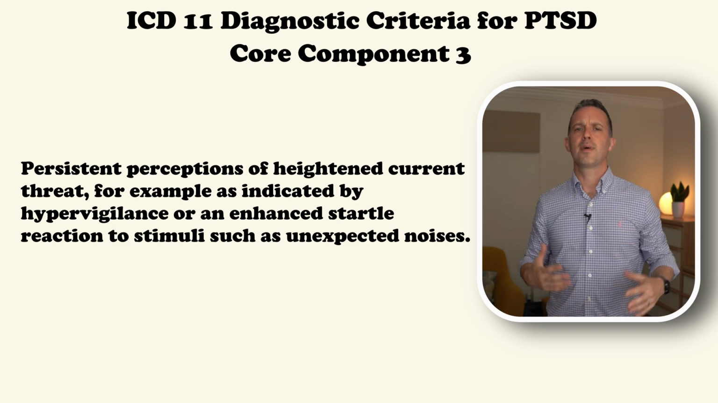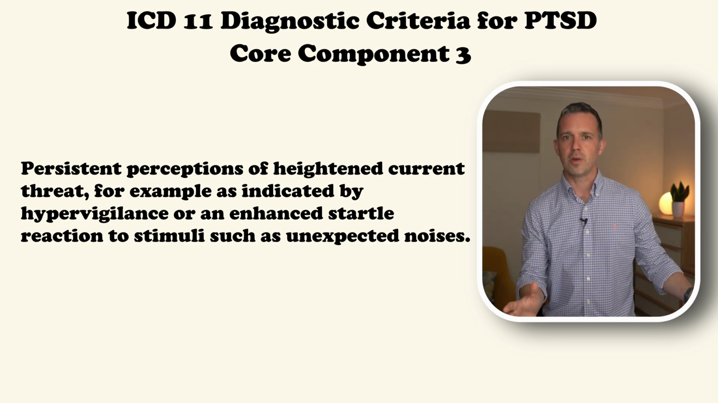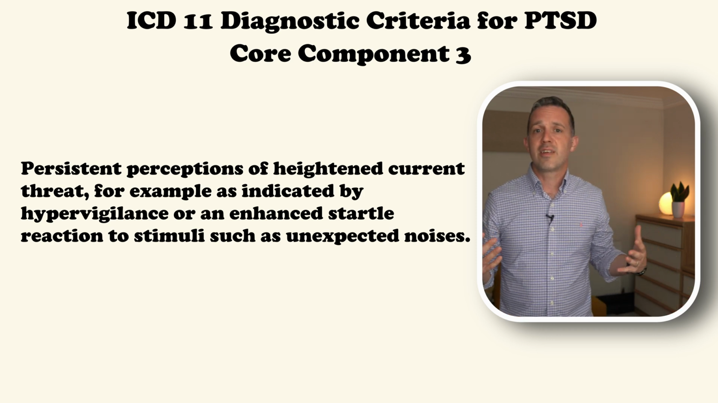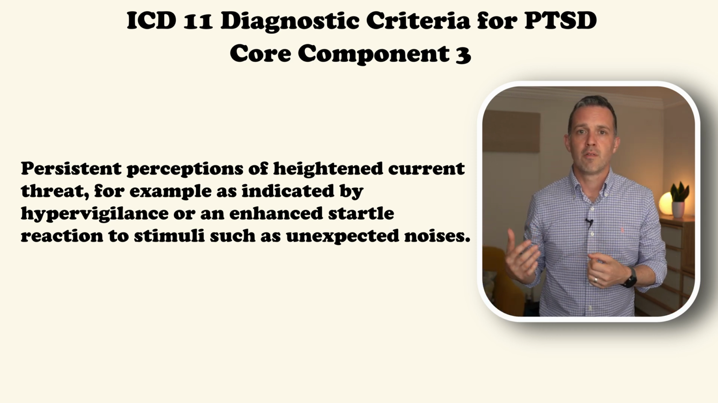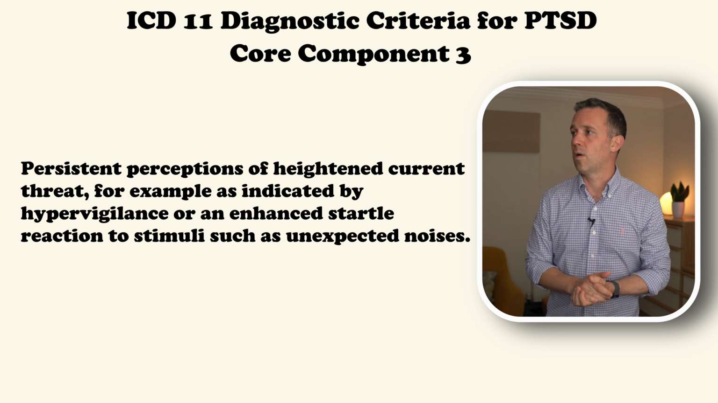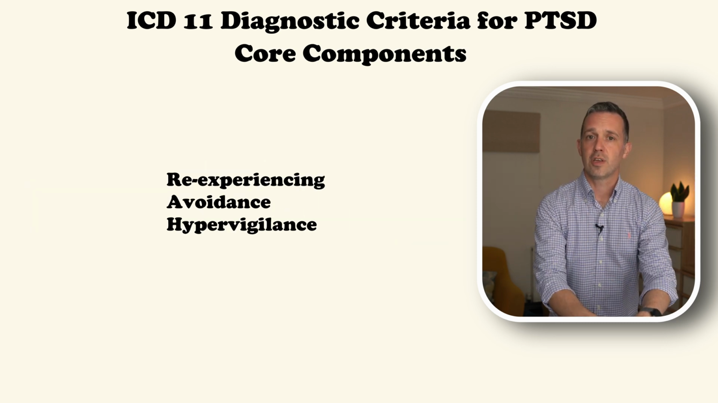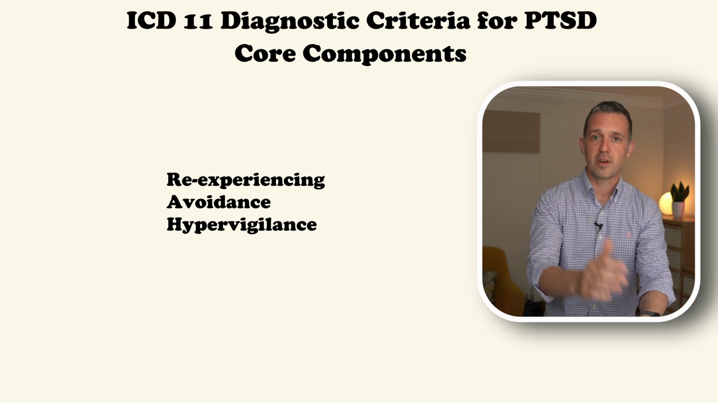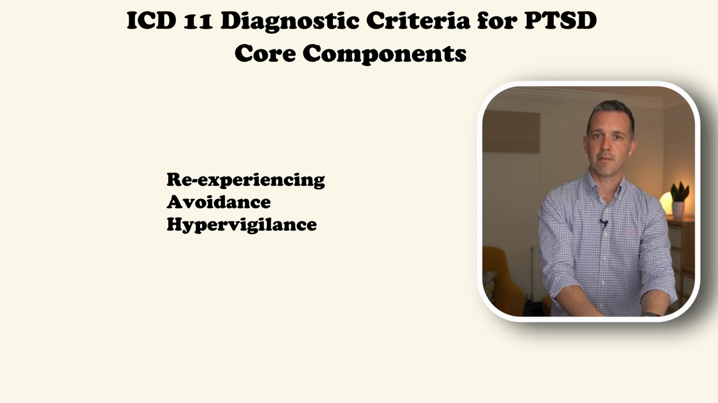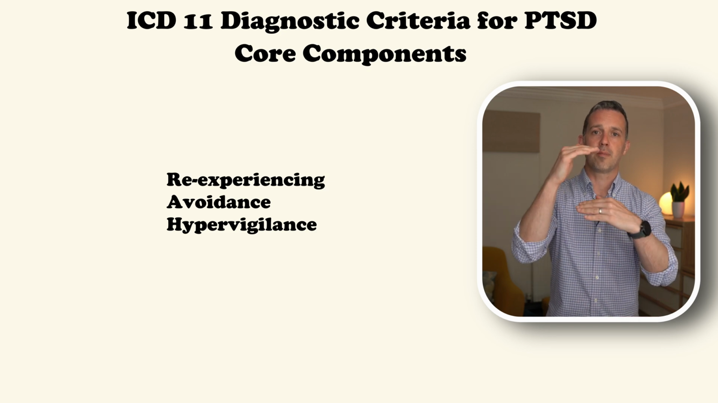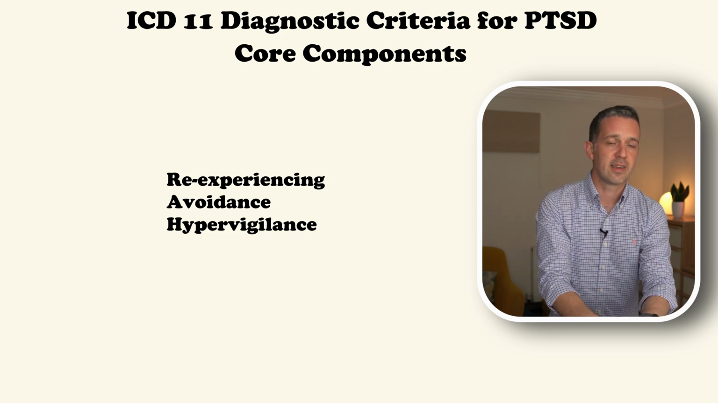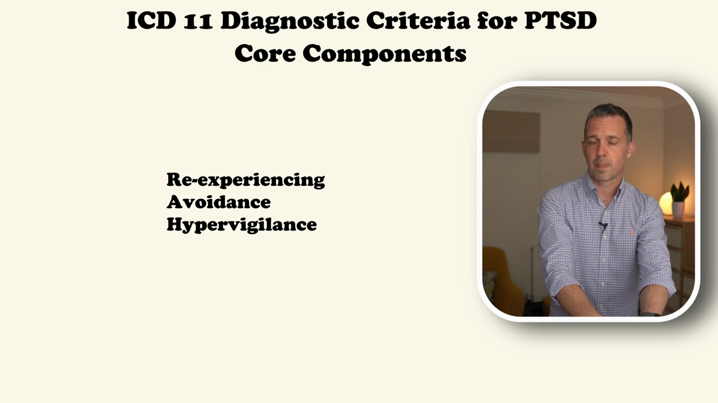And this might be seen in behaviours like scanning a room when you first enter, not sitting with your back to the door, repeated checking of the rearview mirror in your car. So those are the 3 core components. You've got re-experiencing, you have avoidance, and you have hypervigilance. So they're the same as that middle set in the DSM 5 criteria.